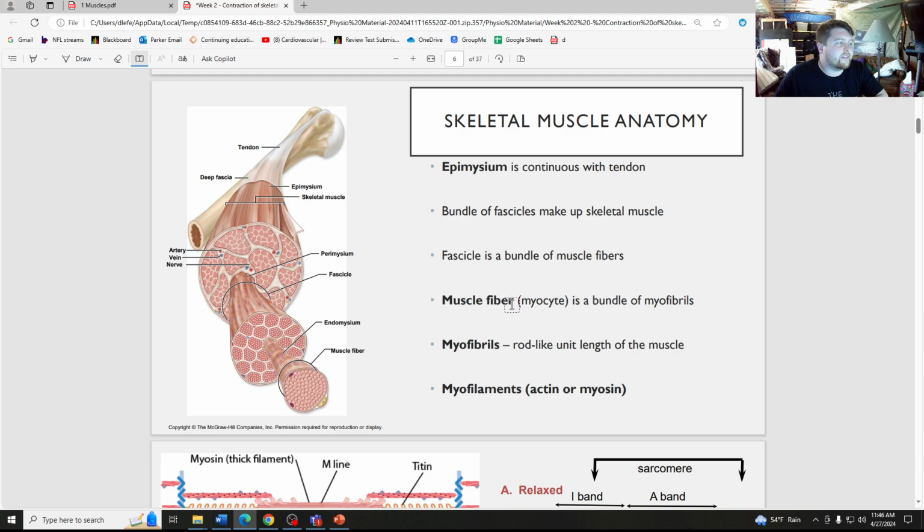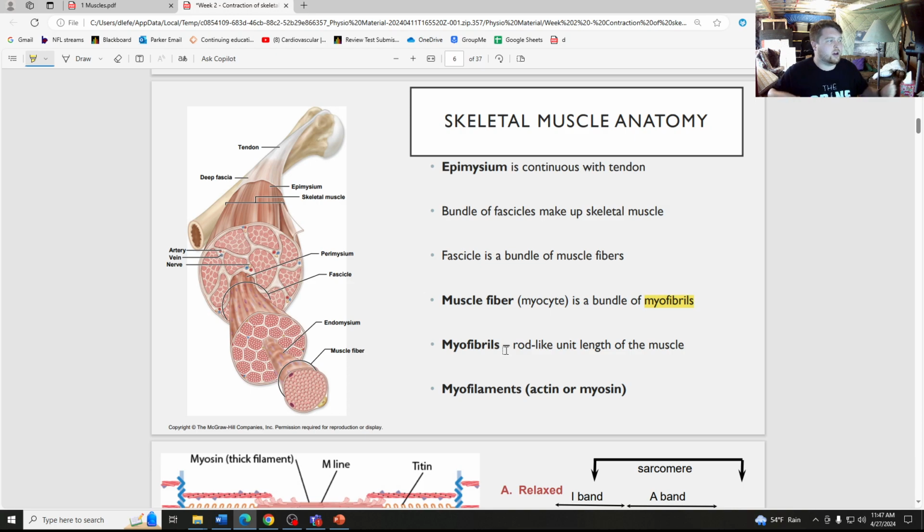This is where some AKAs come into play. So muscle fiber is also known as a myocyte. Okay? Muscle fiber is a myocyte. Same thing. Either way you say it, it's saying the exact same thing. The myocyte, the muscle cell, is made up of a bundle of these even smaller fiber-like things called myofibrils. These are the rod-like units, and they run the entire length of the muscle. So the muscle cells themselves are super, super long.